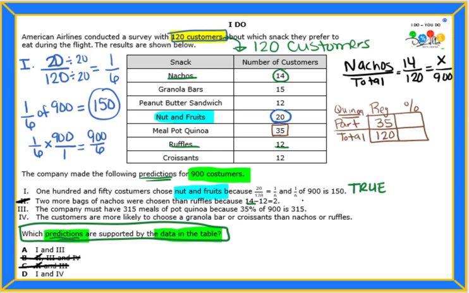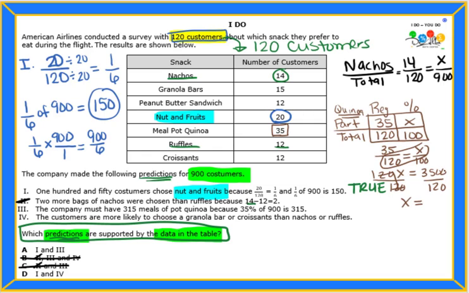But we want to know what percentage of the group of customers that were surveyed that would be. So we're going to put 100% here, and we're going to solve for our percent. So that would be 35 over 120 is equal to x over 100. So 120x is equal to 3,500. And now we're going to divide by 120. 120 divided by 120 is 1, so we have x.